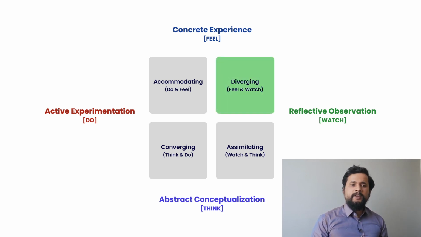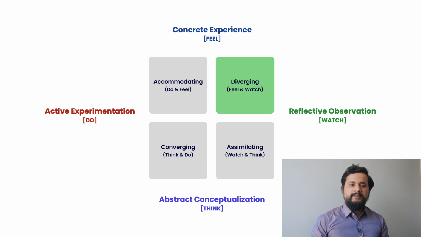Divergers prefer to learn by observing and feeling. They like to consider different perspectives and ideas and may be more interested in the social aspects of learning. They tend to be creative and imaginative and may enjoy careers in art, literature, or social science.